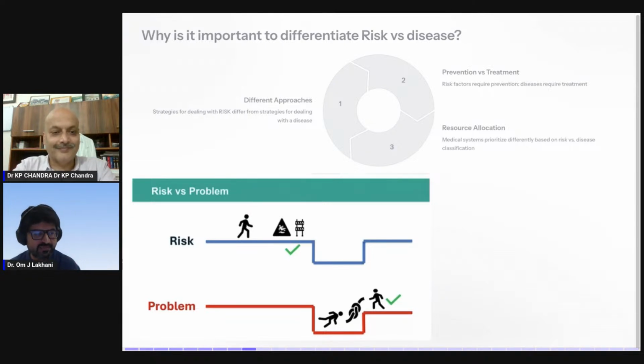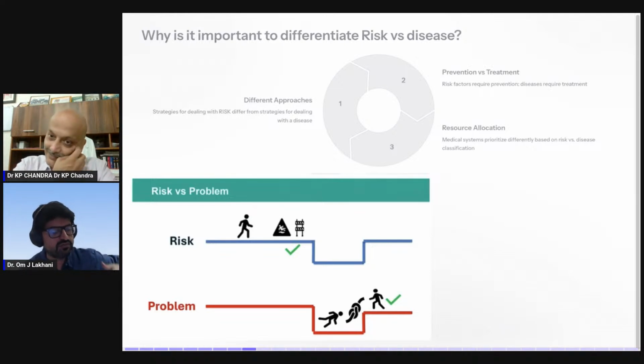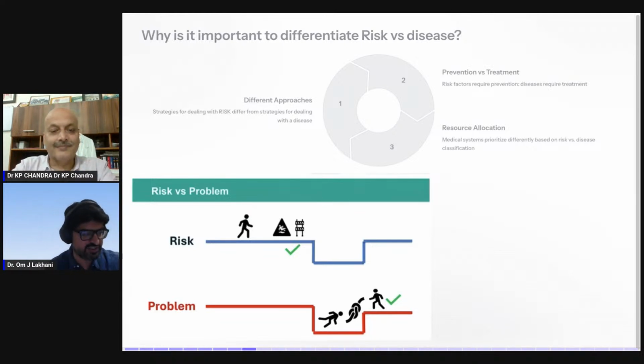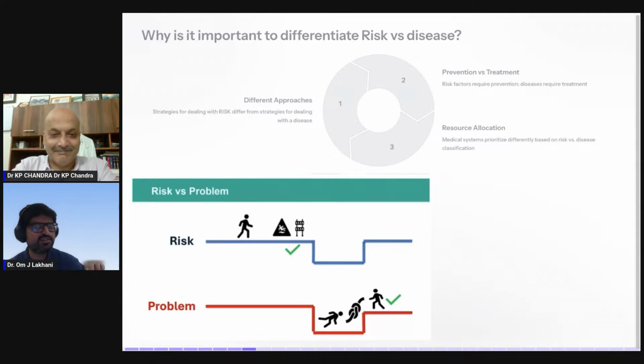So in obesity, Mamta is potentially that person walking on that road where she can fall into that ditch. But Joginder has already fallen into that ditch. So for Joginder, we need to bring him out and then cover the manhole. But for Mamta, we have to prevent her from falling into that situation. So I think, sir, can you think of any other similar risk versus problem in clinical medicine?